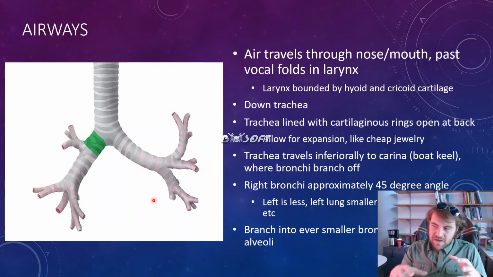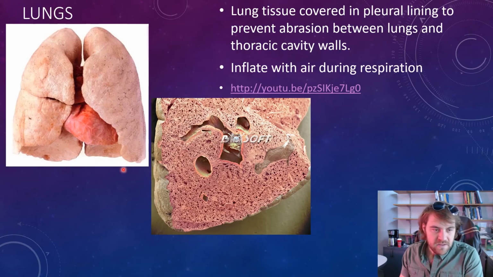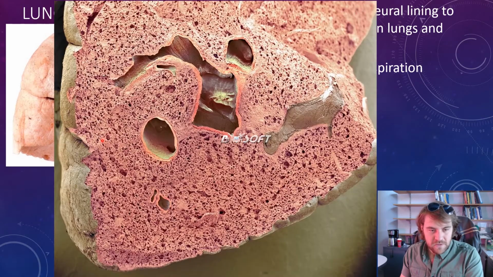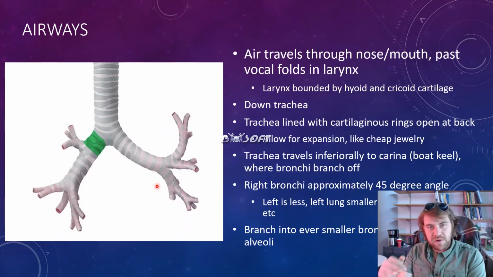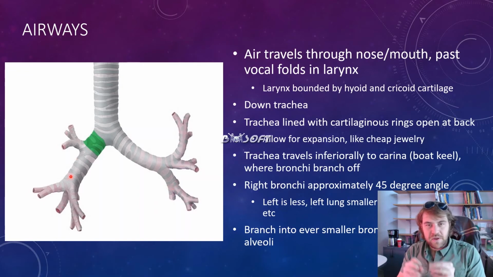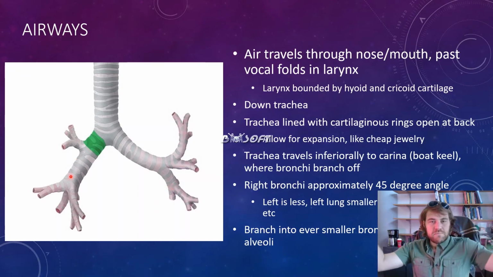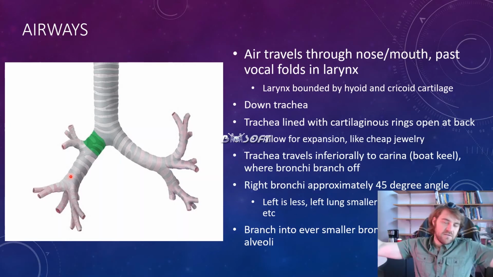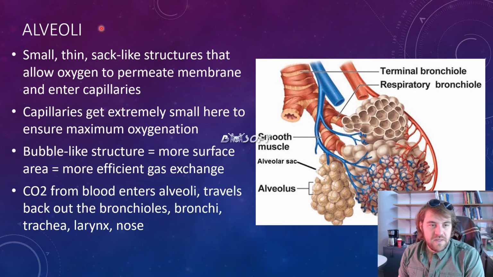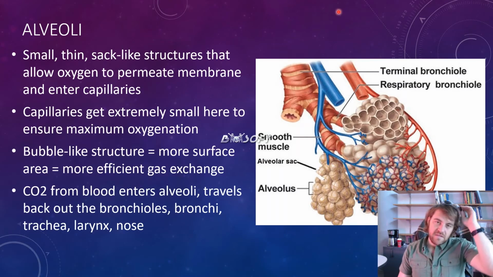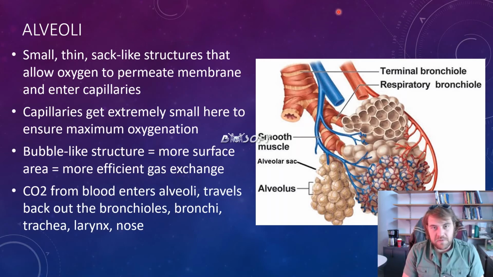Here, let me jump back. This is the heart right here. See, it's kind of nestled in with the lungs. So it'd be somewhere right here. So they branch off at different angles. These tubes are going to branch into ever smaller bronchial tubes until they become alveoli. The alveoli are these little bubble-shaped structures, and this is where the actual gas exchange takes place.